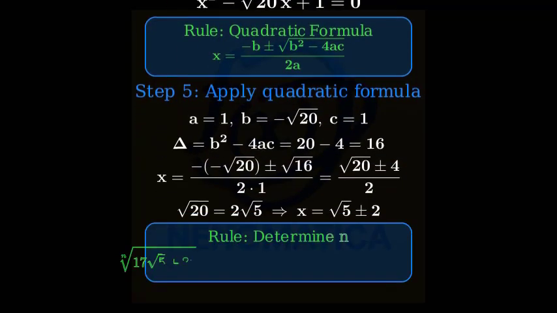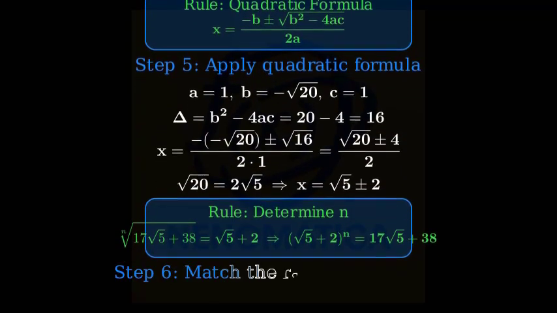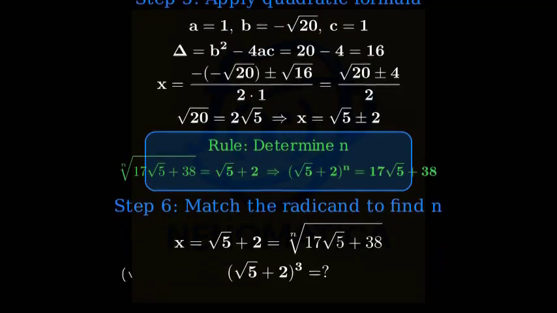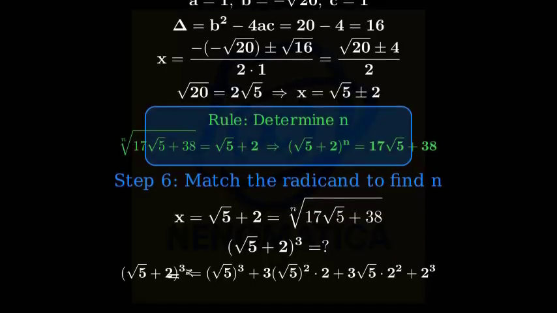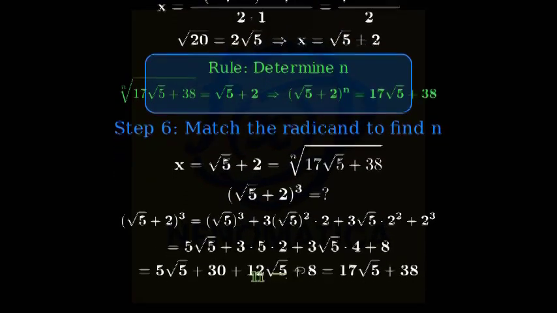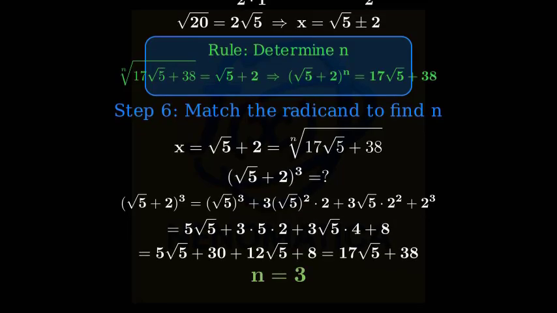Step 6. Determine n. Let x equal square root of 5 plus 2, which is the nth root of 17 root 5 plus 38. Raise both sides to the power n. We want the right side to equal 17 root 5 plus 38. Testing n equals 3, and expanding shows that square root of 5 plus 2, all cubed, equals 17 root 5 plus 38. Thus n equals 3.